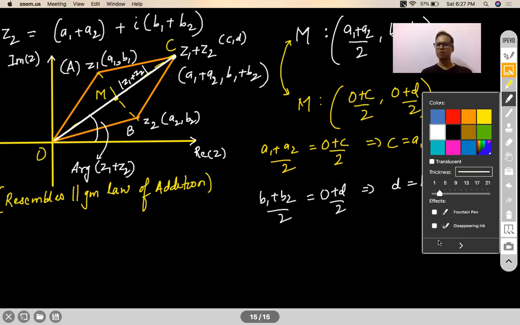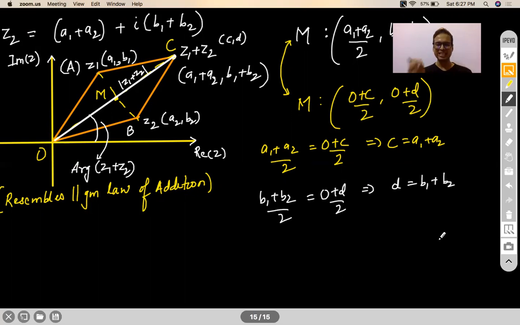I'm not teaching you anything new. Z1 plus Z2 is also a complex number, so just like any other complex number, it should have a modulus and an argument. Correct? I'm just following the modulus and argument definition. But the important takeaway from here is, number one, the modulus of Z1 plus Z2 will always be less than the modulus of Z1 plus the modulus of Z2.